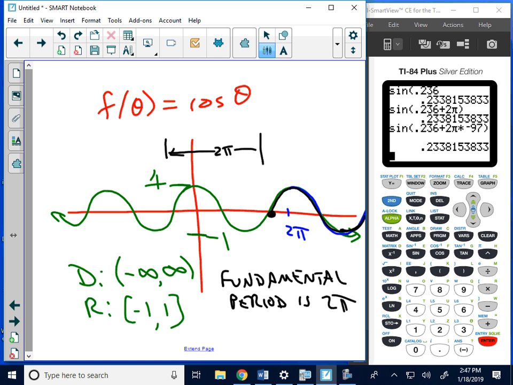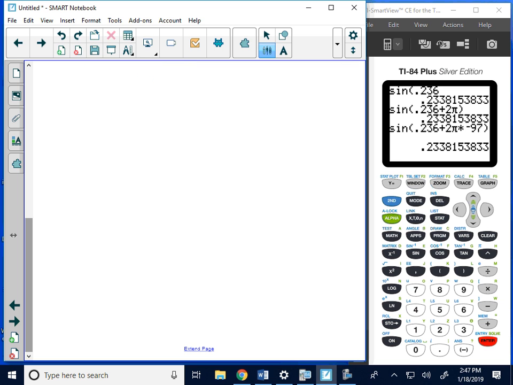There's some problems in the book about finding trig functions of weird angles. One of the ones I did in the other class I thought was interesting.